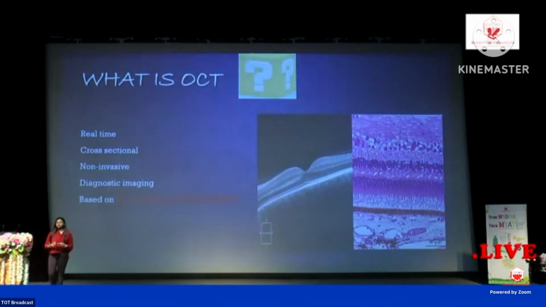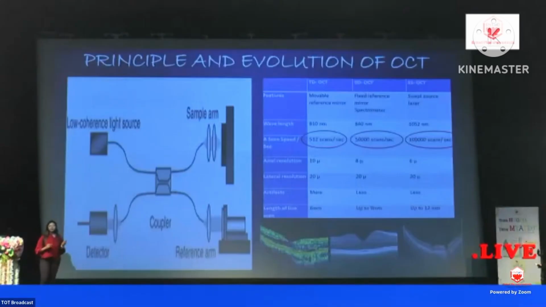So I am here to teach you about OCT in the next 4 minutes. OCT provides real-time cross-sectional images of living tissues like the retina and choroid. You can see this is a kind of optical biopsy, and it uses coherent light to produce the OCT. The A-scan speed was 512 scans per second, and now we have improved up to 1 lakh scans per second in the case of Swept-source OCT.